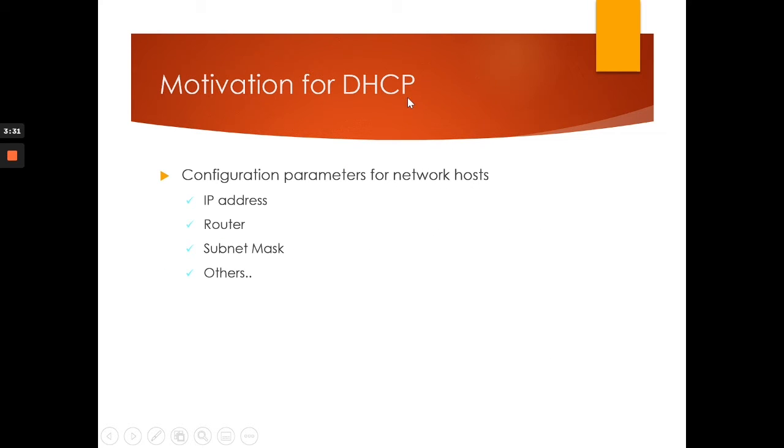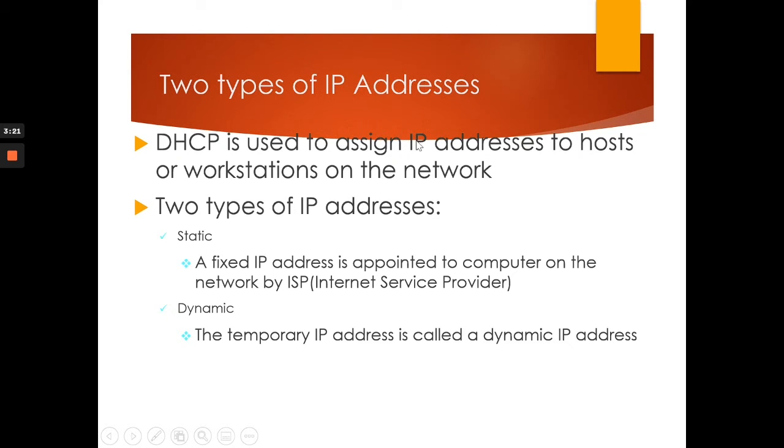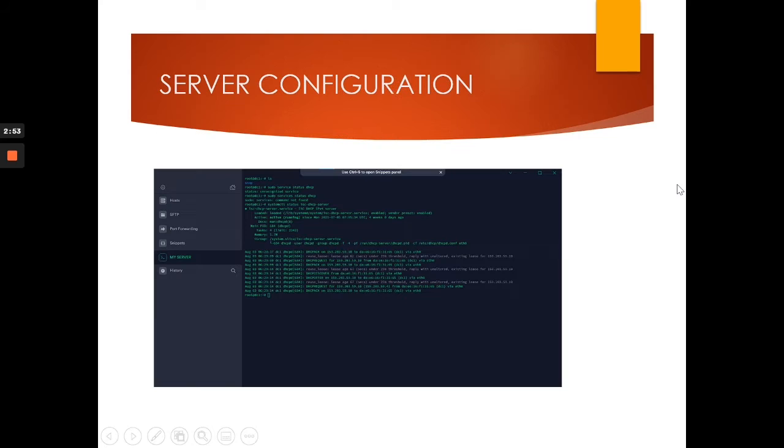So what is the motivation for DHCP? Why do we need DHCP? The configuration parameters for network hosts, like IP addresses, routers, subnet mask and others, are very crucial. So there are two types of IP addresses. DHCP is used to assign IP addresses to hosts or workstations on the network. Two types of IP addresses are used: static and dynamic. Static ones are fixed IP addresses which are pointed to a computer and provided by the internet service provider. However, dynamic IP addresses are temporary IP addresses which are assigned to a computer on a temporary basis.